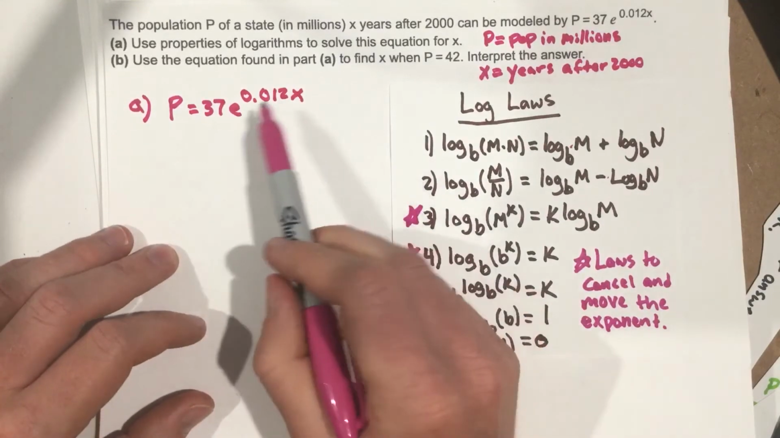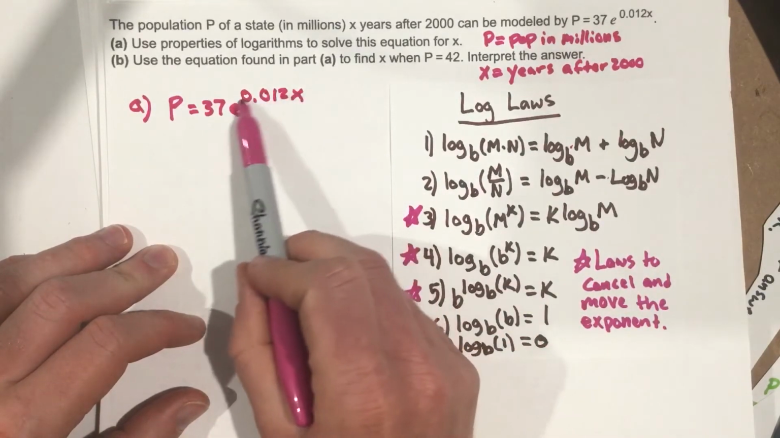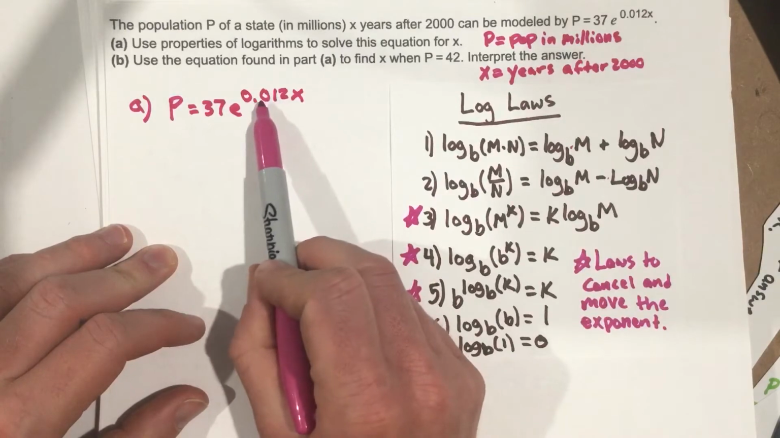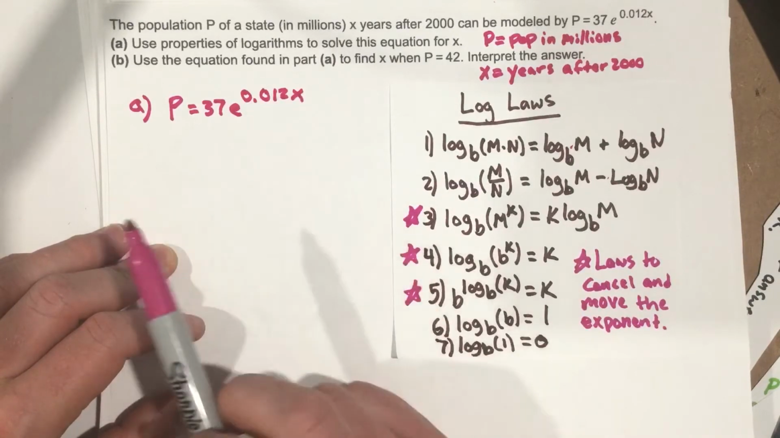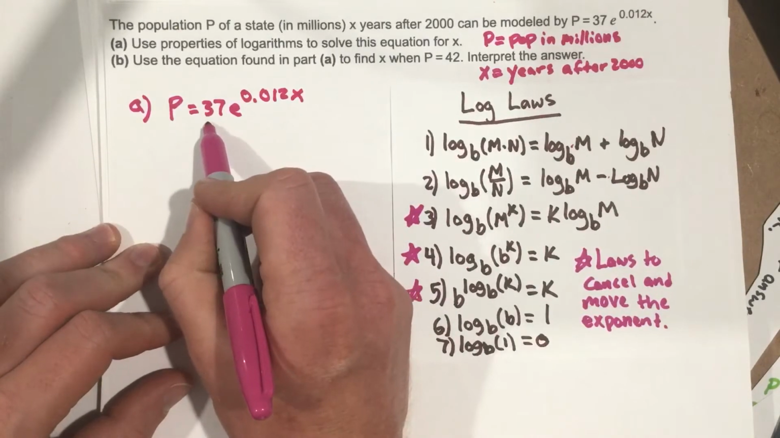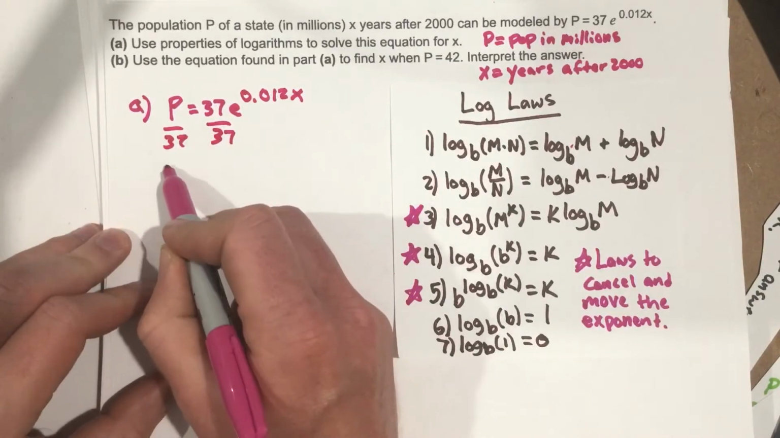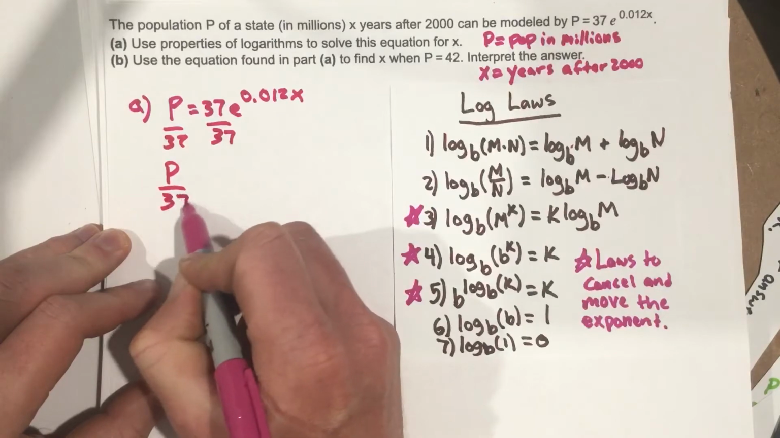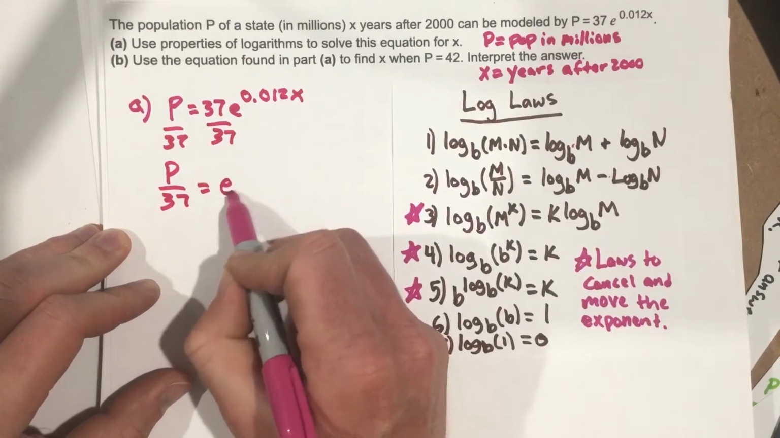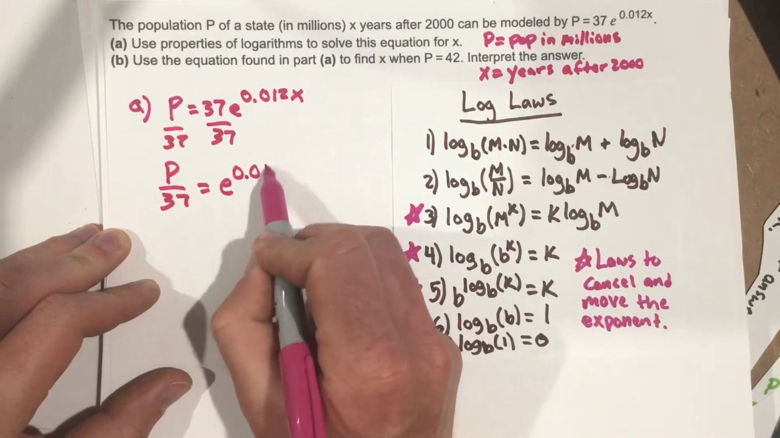First thing I'm going to do, I got to get x by itself, so I got to isolate e to the 0.012x. I'm going to do that by dividing by 37. So we end up with P over 37 equals e to the 0.012x.